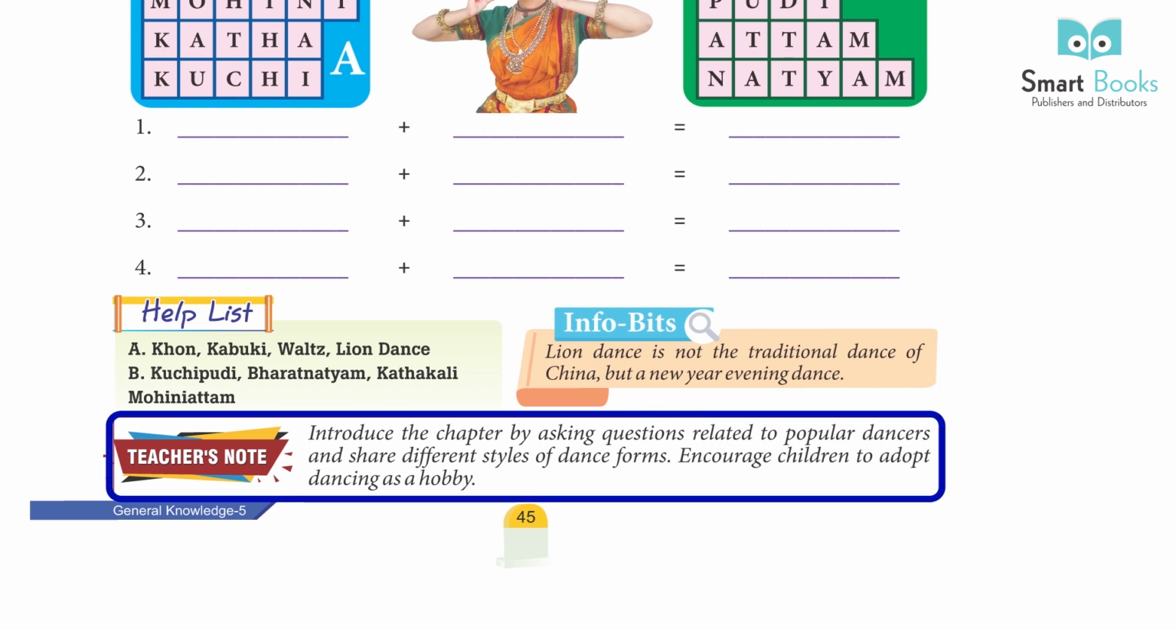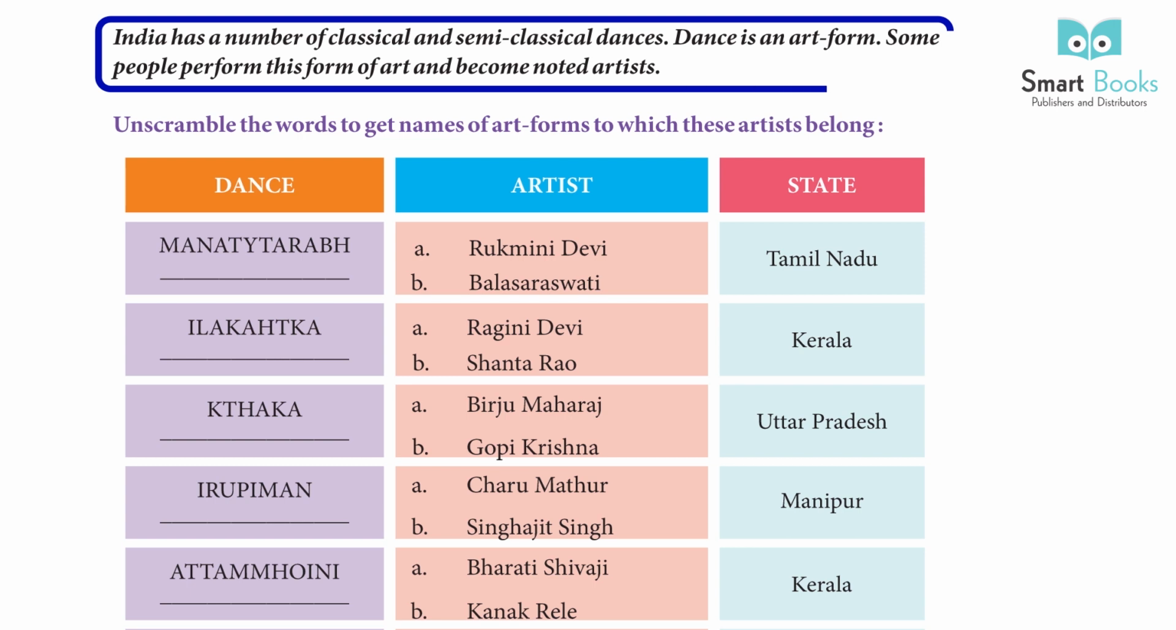Teacher's note: introduce the chapter by asking questions related to popular dancers and share different styles of dance forms. Encourage children to adopt dancing as a hobby. India has a number of classical and semi-classical dances. Dance is an art form. Some people perform this form of art and become noted artists.